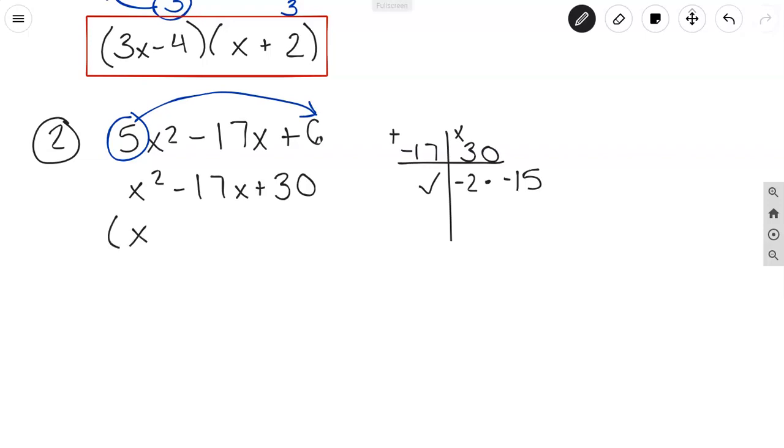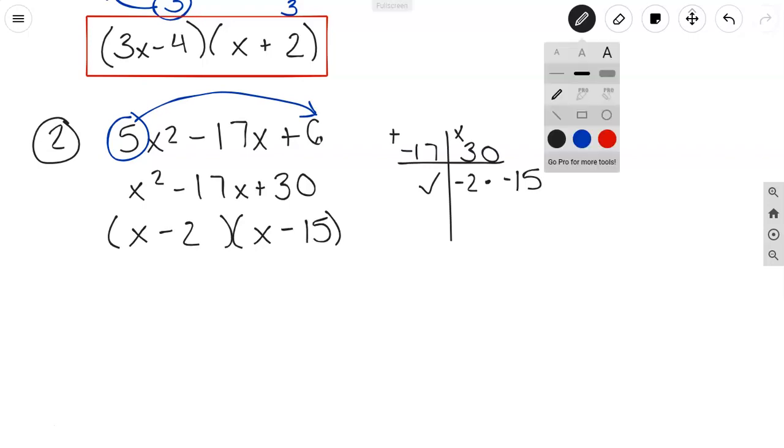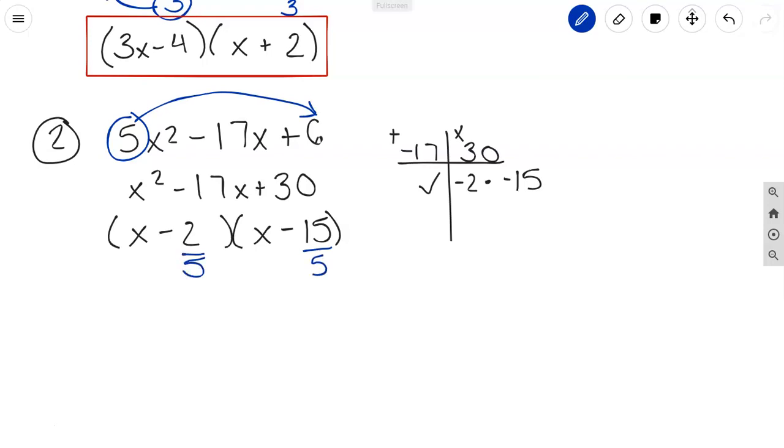I got x in the beginning of both again, a negative 2, and a negative 15. I finished it off with my slide. I did my slip, now I gotta do my slide. So I multiplied by 5, so I'm going to divide both parts by 5. Again, 2 divided by 5, I cannot simplify it, it does not go away.